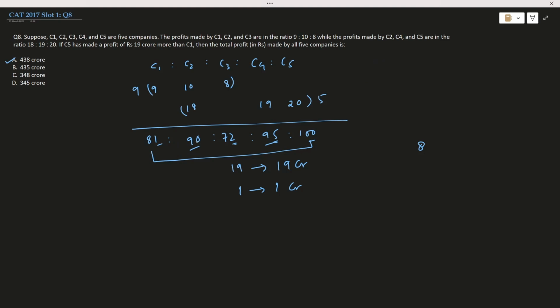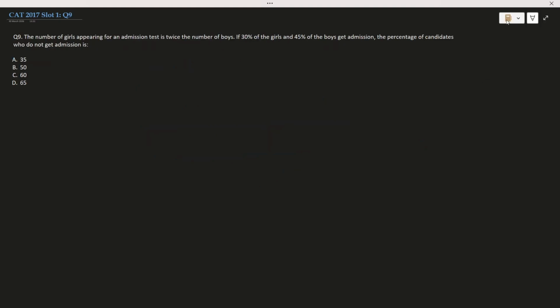80, 80, 160, 170. 170 plus 70 is 240. 240 plus 200 is 440. So yeah, around 440 to 430. So the answer will be option A. Very simple question. Let's move on to the fourth question.